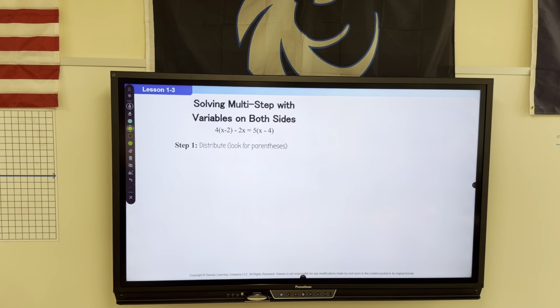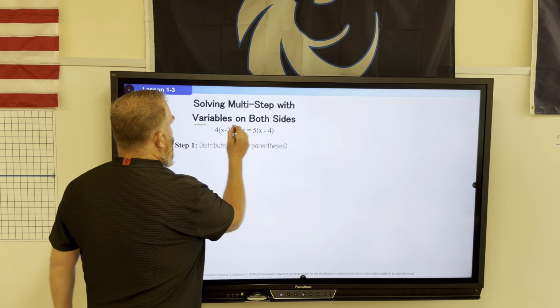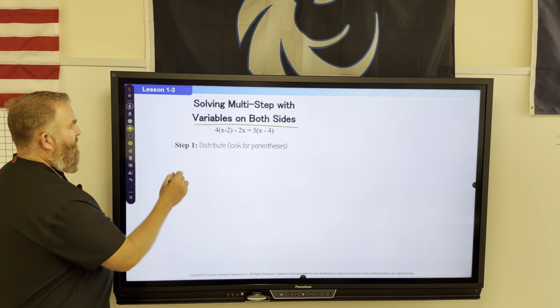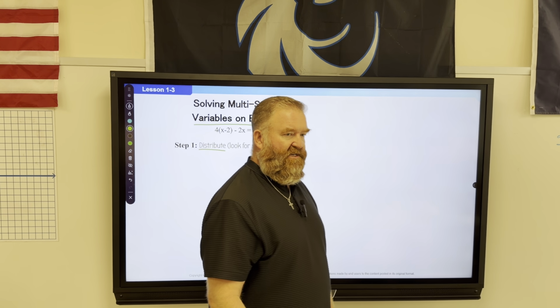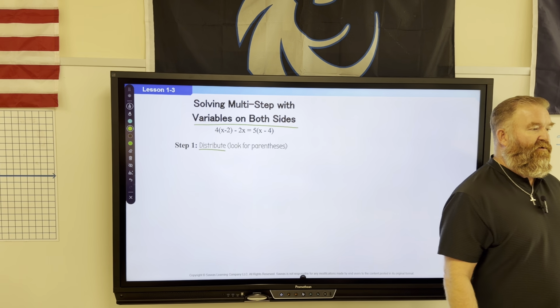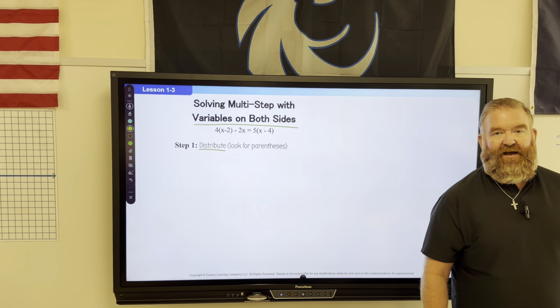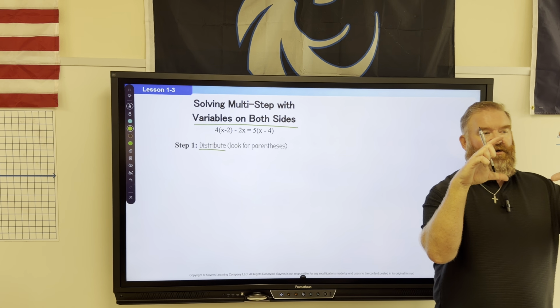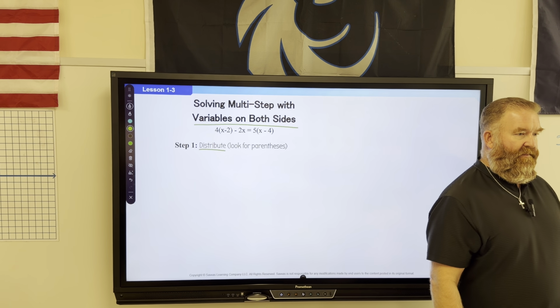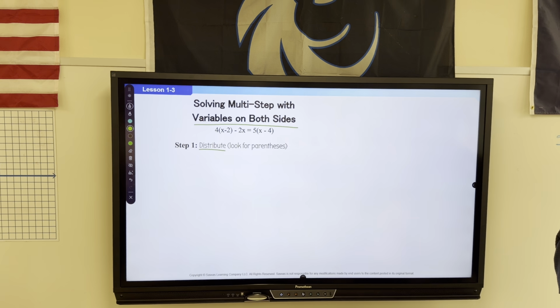Moving on, here we go. Do me a favor. Write down variables on both sides, and I'm going to tell you what the steps are. Step number 1, and I'm going to give you the short version. Distribute. We are going to use the distributive property to get rid of any parentheses before we ever get started. I call the parentheses like a force field. I want to get rid of that. We want to get rid of the parentheses so that we can use those numbers. Look out for parentheses.